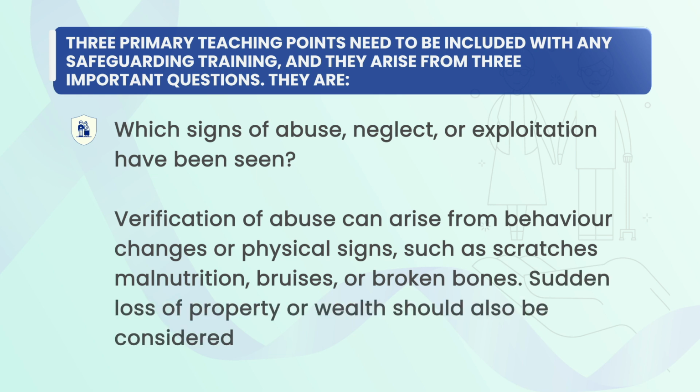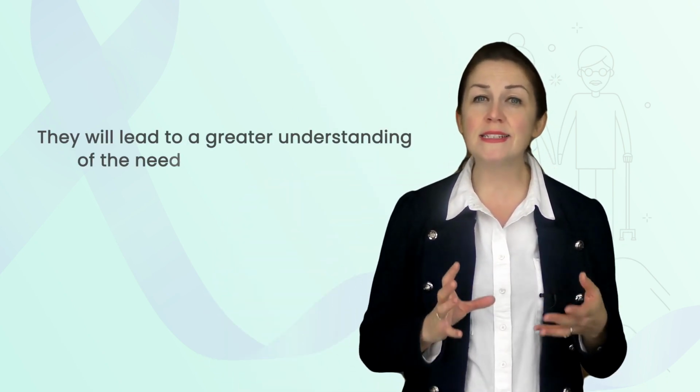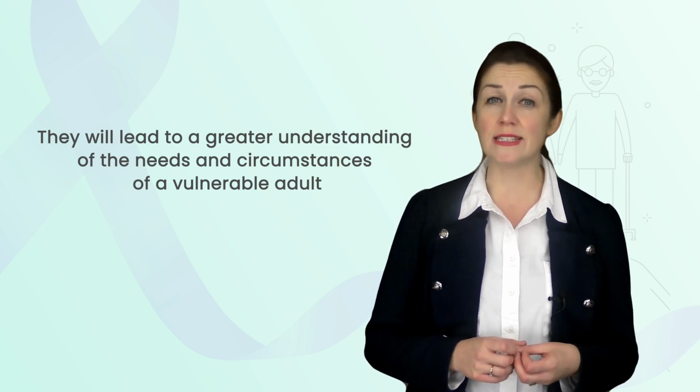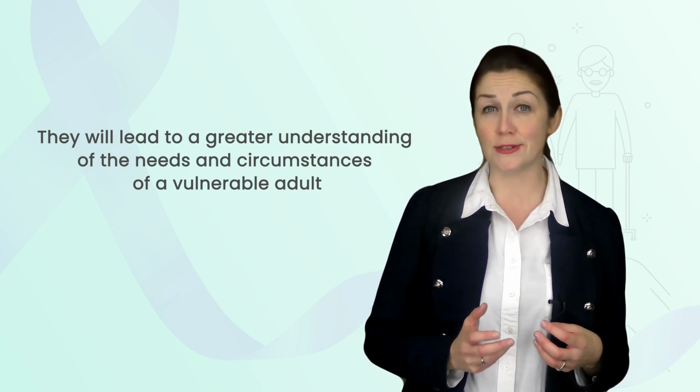Verification of abuse can arise from behaviour changes or physical signs, such as scratches, malnutrition, bruises or broken bones. Sudden loss of property or wealth should also be considered. The main purpose of those three questions and the thinking behind them is that they will lead to a greater understanding of the needs and circumstances of a vulnerable adult.